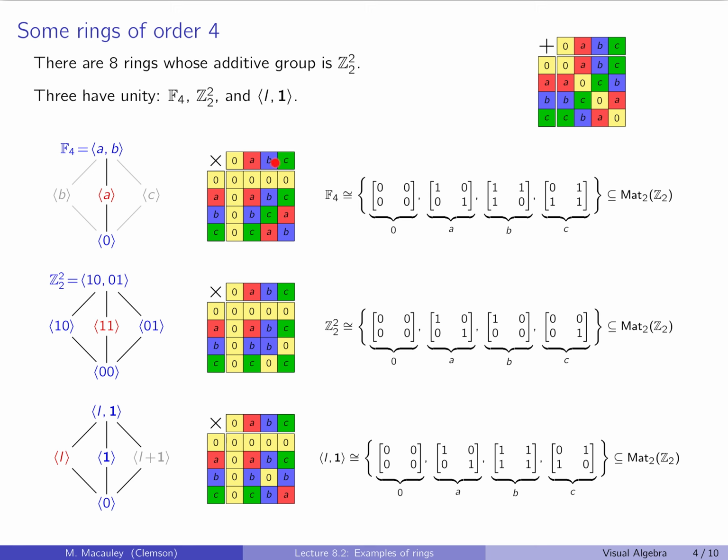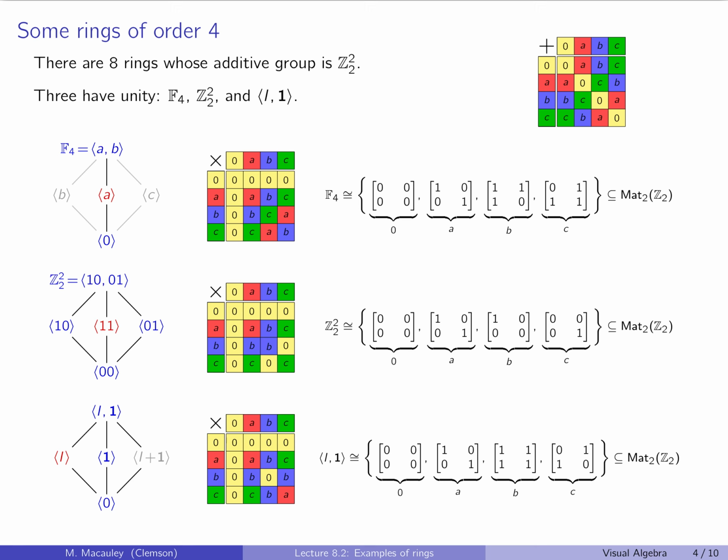Now B and C: B squared is C and C squared is B. So these do not generate. So the subgroup generated by B, that is 0 and B, is not closed under multiplication because it's got a C here, and same with C. So these things are not even subrings, but this one is. And finally, you can represent this finite field with these 4 2 by 2 matrices over Z2.